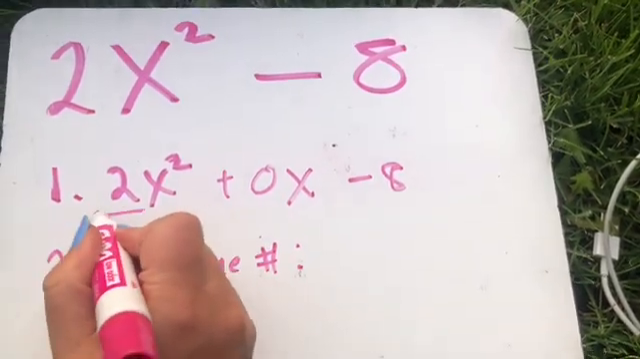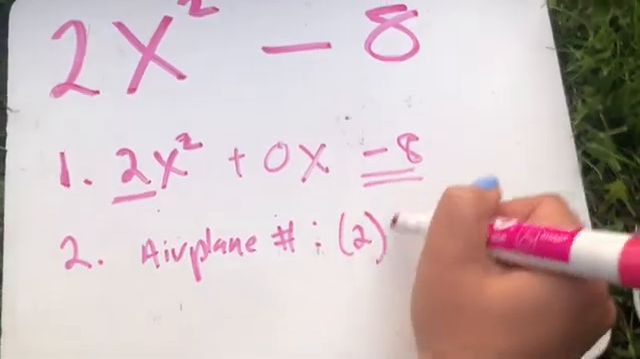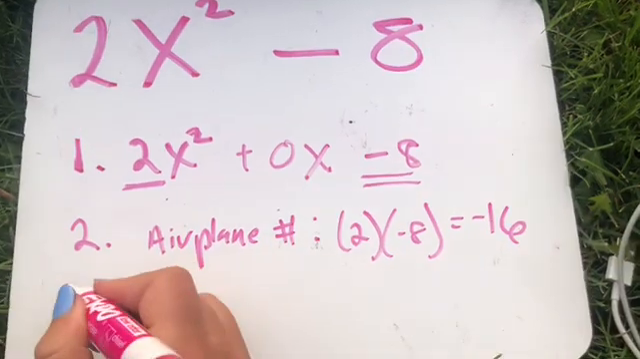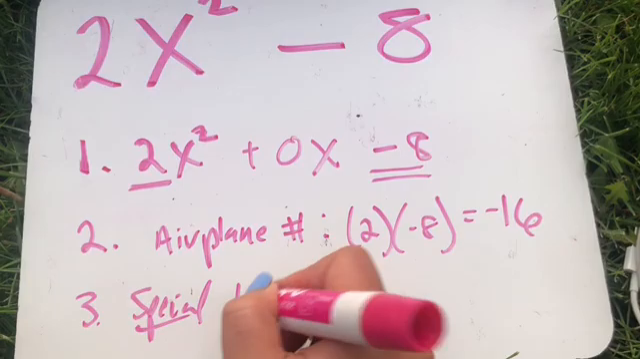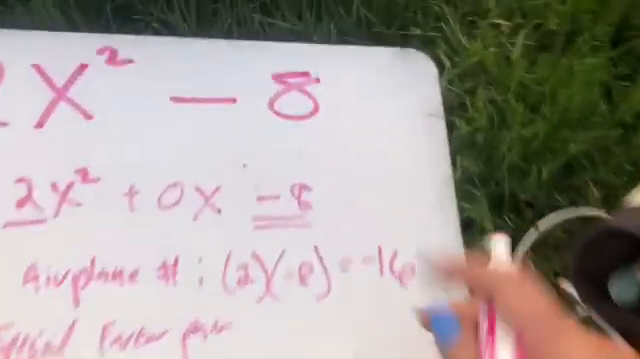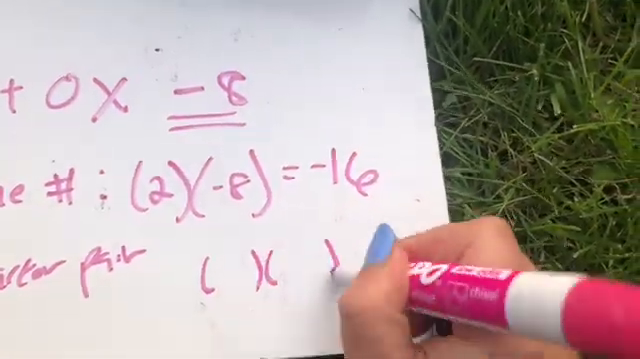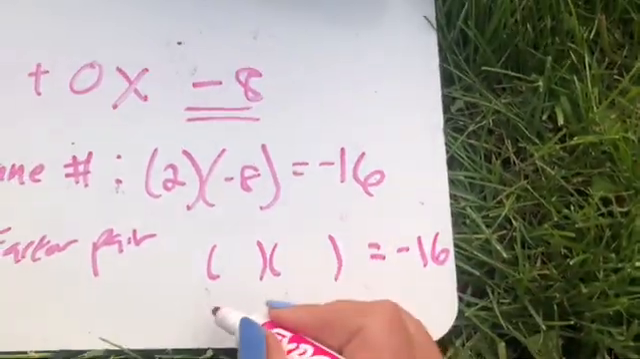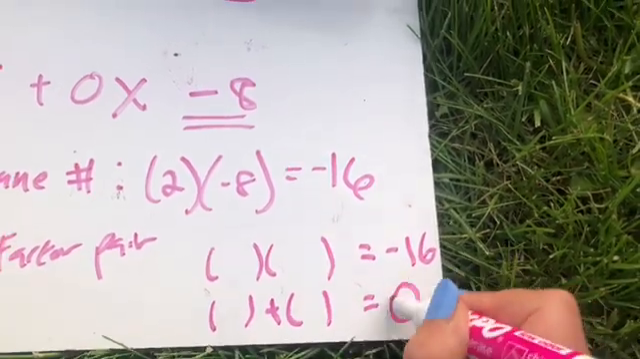My second step is going to be finding my airplane number. My airplane number again is my first coefficient multiplied by my last coefficient, giving me 2 times negative 8, which is negative 16. Now I'm finding my special factor pair. Remember, these are two numbers that multiply to negative 16, and add to 0.